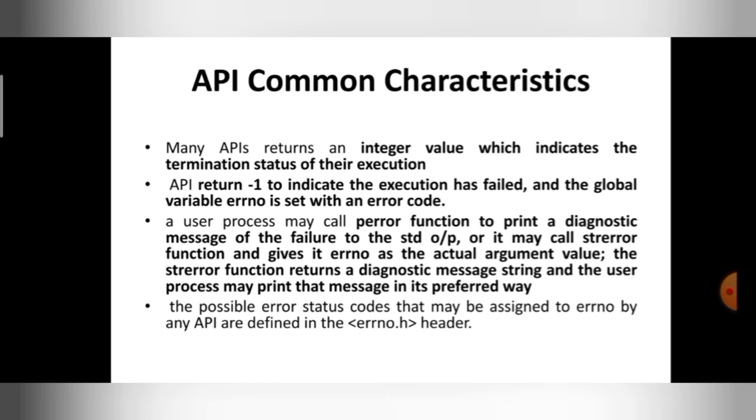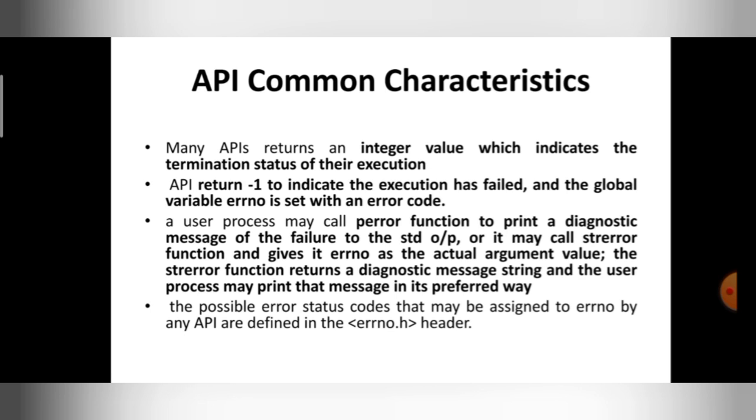If the execution is failed, then there is a variable, the variable errno, the error number. The errno variable is set with the error code. If any error happens, that particular error code should be fetched with the errno variable. Then a user process may call the perror function to print a diagnostic message. Getting, guys? Why we need a diagnostic message: if any error happens, I should tell the user how to correct that error. That's why. Hope you're understanding.